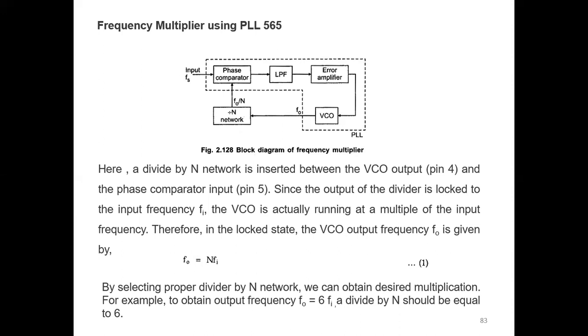By selecting the proper value of the N network, we can obtain the desired multiplication. For example, if the N value is 6, the output F0 will be equal to 6 times Fs. Okay, N should not be exactly equal to 6; we have to choose a nearby value. Then only we can use it for different applications.